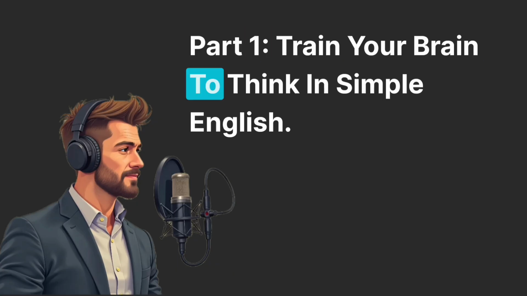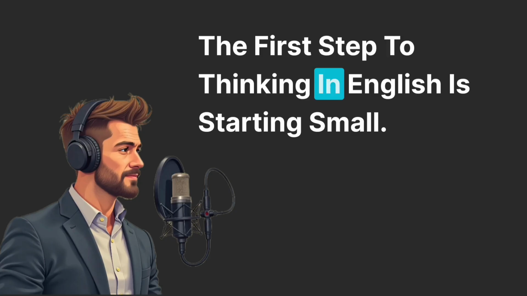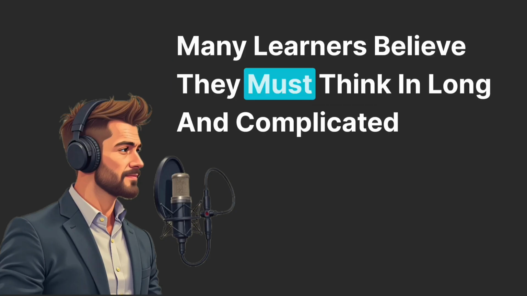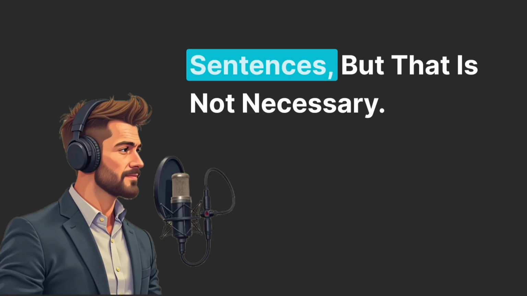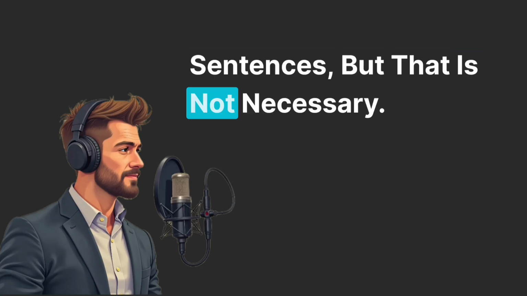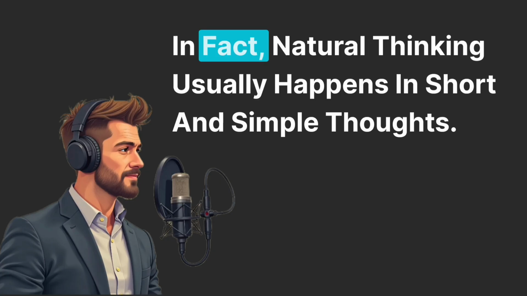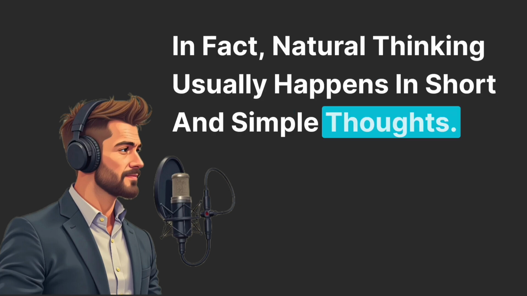Part 1. Train your brain to think in simple English. The first step to thinking in English is starting small. Many learners believe they must think in long and complicated sentences, but that is not necessary. In fact, natural thinking usually happens in short and simple thoughts.